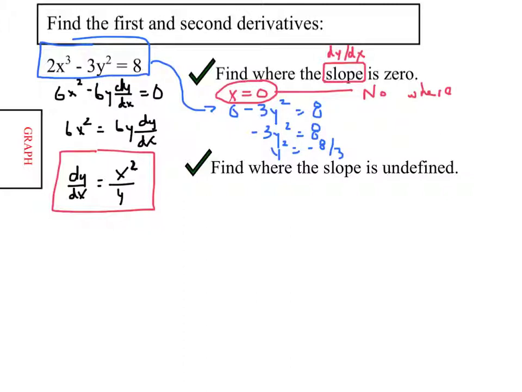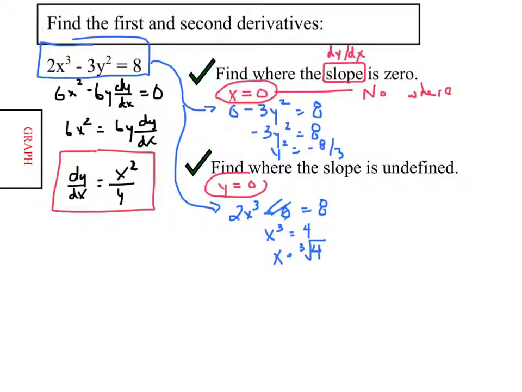The slope is undefined, of course, means the derivative is undefined, so for that we look for where the denominator is 0, and in this case, of course, that's where y is equal to 0. But we got burned on this before, so we should plug y into the original and see what we get. So 2x cubed minus 0 equals 8. So of course we could ignore that. So x cubed is equal to 4. So x is the cube root of 4.